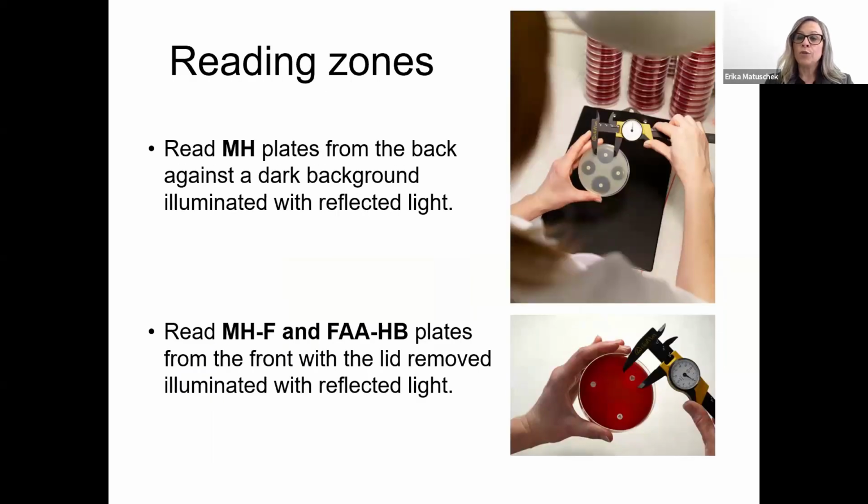It is also important to have the correct background and lighting. Standard Mueller-Hinton plates are read from the back of the plate against a dark background and illuminated with reflected light. And reflected light means that the light comes from above and is directed down to the plate. For the plates that contain blood, MH-F and FAA HB, you have to remove the lid and read it, and it should also be illuminated with reflected light.